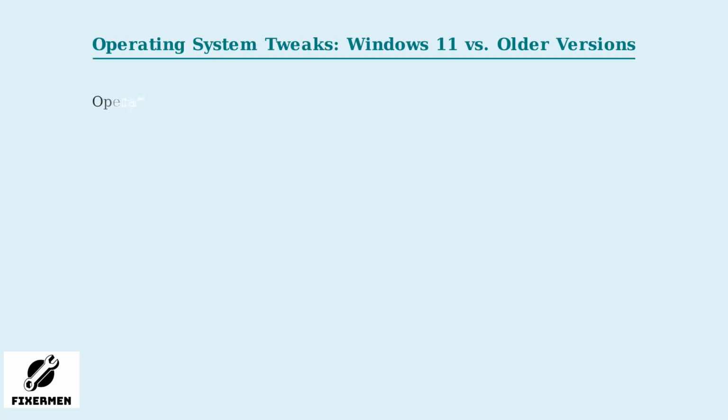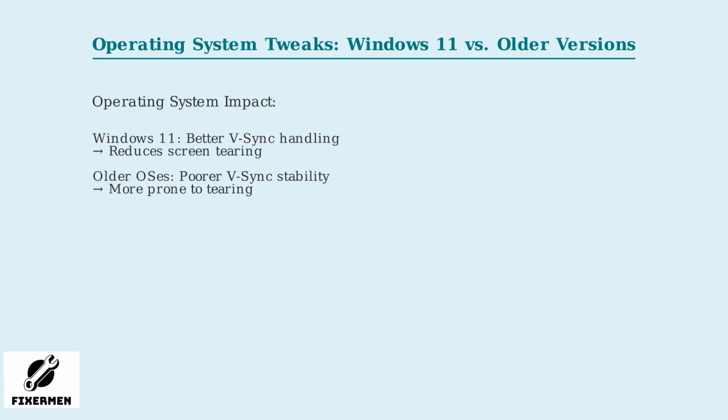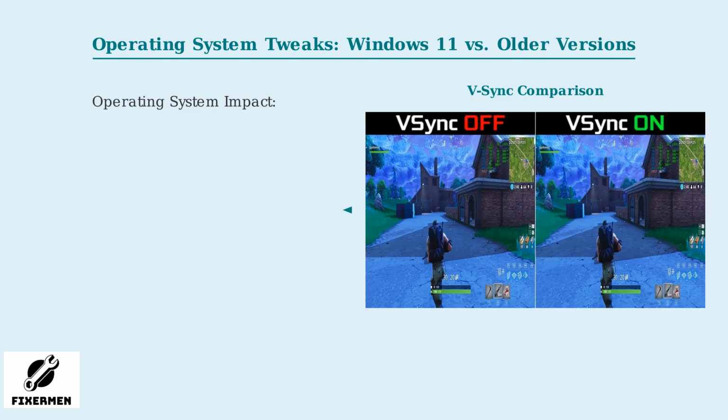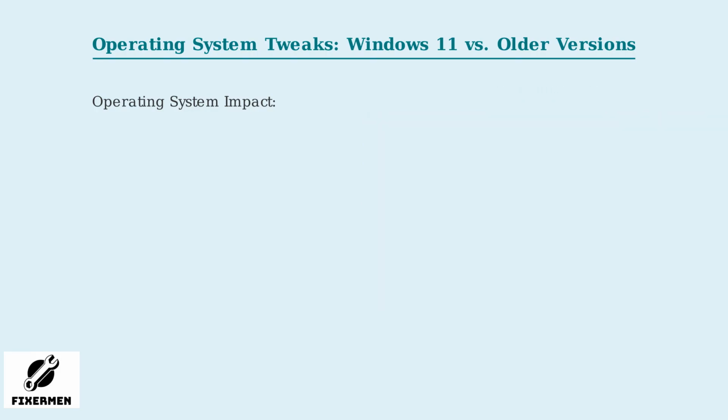Your operating system plays a crucial role in Bongo Cat's performance. Windows 11 offers significant improvements over older versions, particularly in how it handles VSync technology. VSync synchronization helps prevent screen tearing, where parts of the game image appear misaligned. Windows 11 provides better VSync handling, resulting in smoother gameplay compared to older operating systems. To illustrate VSync's importance, here's a comparison showing the difference between VSync off and on. Notice how the on version eliminates tearing for a cleaner image.